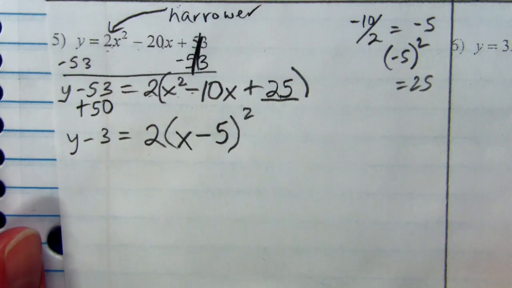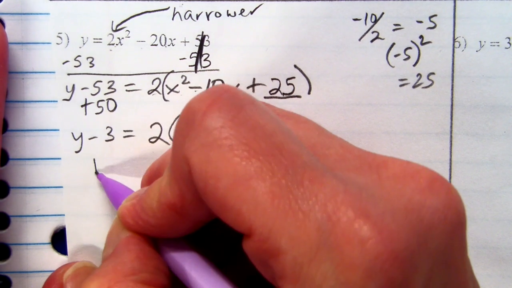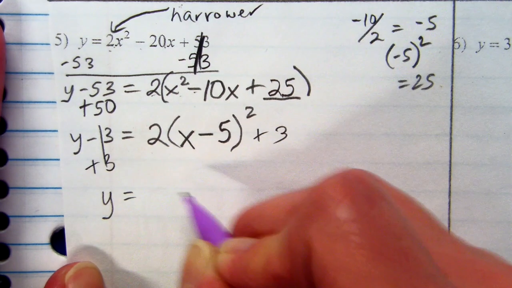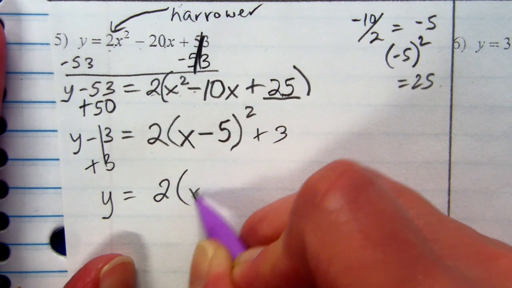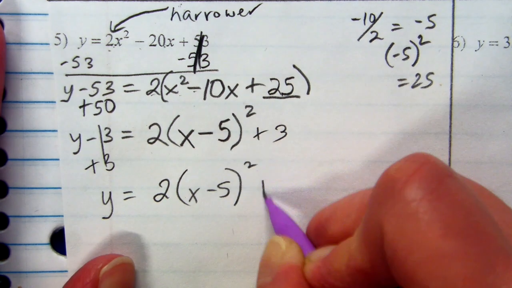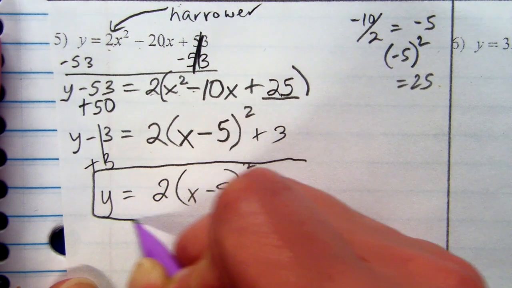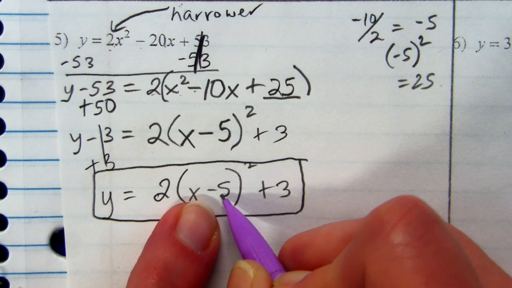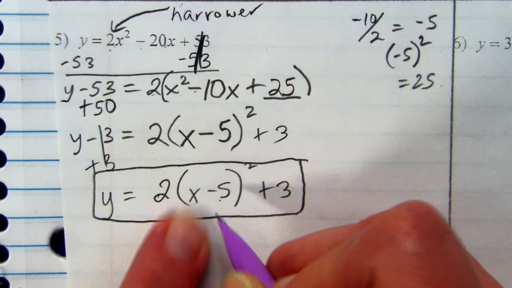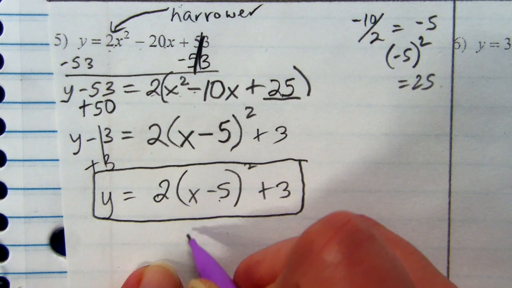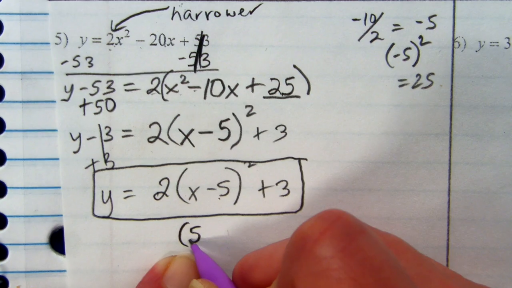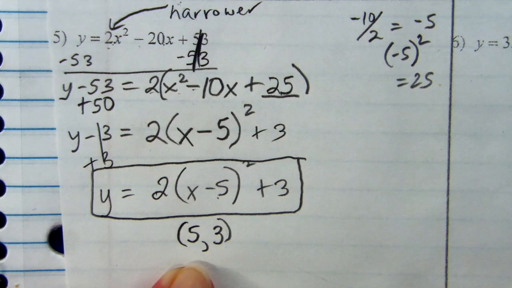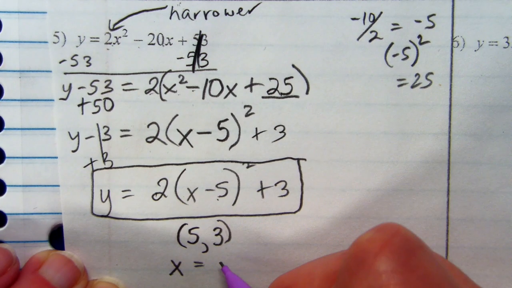And then last step, add the 3 to the other side. Add the 3, add the 3. So y equals 2 times x minus 5 squared plus 3 is my vertex form. This makes it twice as tall. The minus 5 makes it move right 5, so that means on my vertex, it's going to be positive 5. And the plus 3 makes it move up 3. So 3. And then axis of symmetry is x equals 5.